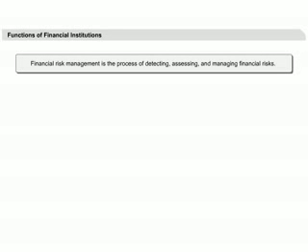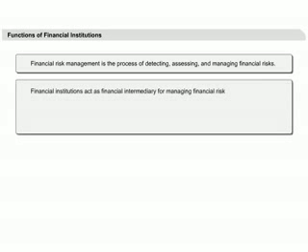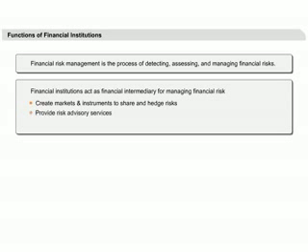Functions and purposes of financial institutions. Financial risk management is the process of detecting, assessing, and managing financial risks. Financial institutions serve as financial intermediaries for managing financial risk. As part of this function, they create markets and instruments to share and hedge risks, provide risk advisory services, and act as a counterparty by assuming the risk of others.